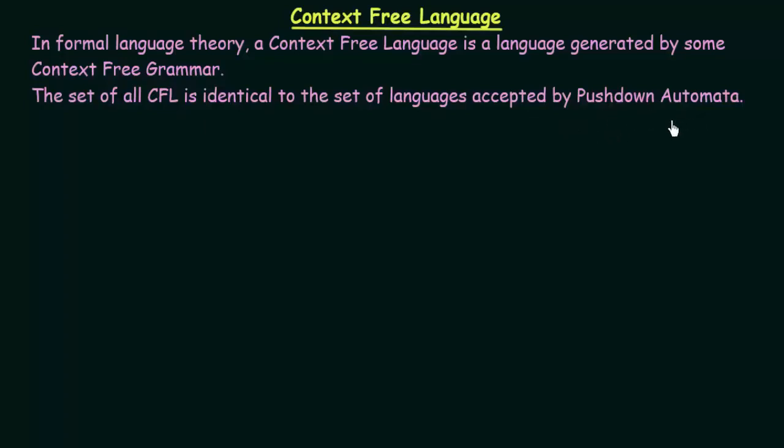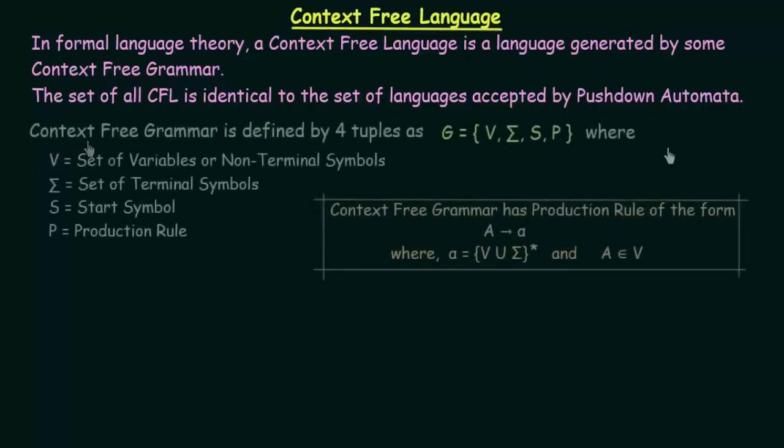Just like in regular languages, we used finite state automata for designing them, in the case of context-free languages, push-down automata is used. So we know that context-free languages are considered to be a higher level language as compared to regular languages. We should also understand that push-down automata are more powerful than finite state automata. Okay, so now let us see how context-free grammars are formally defined.